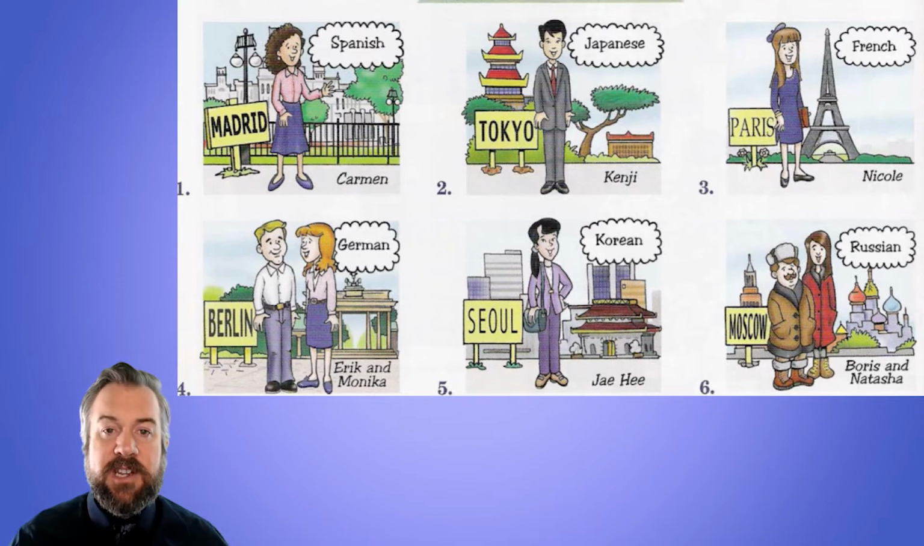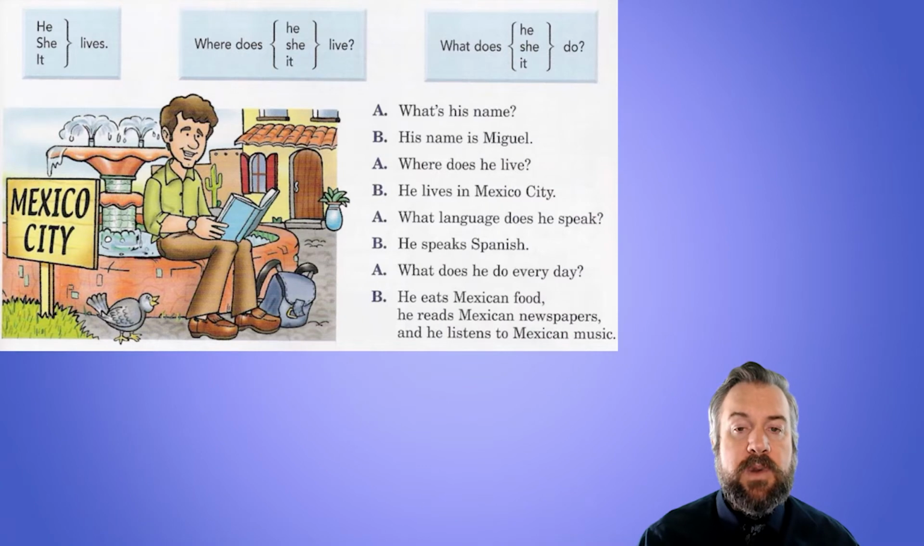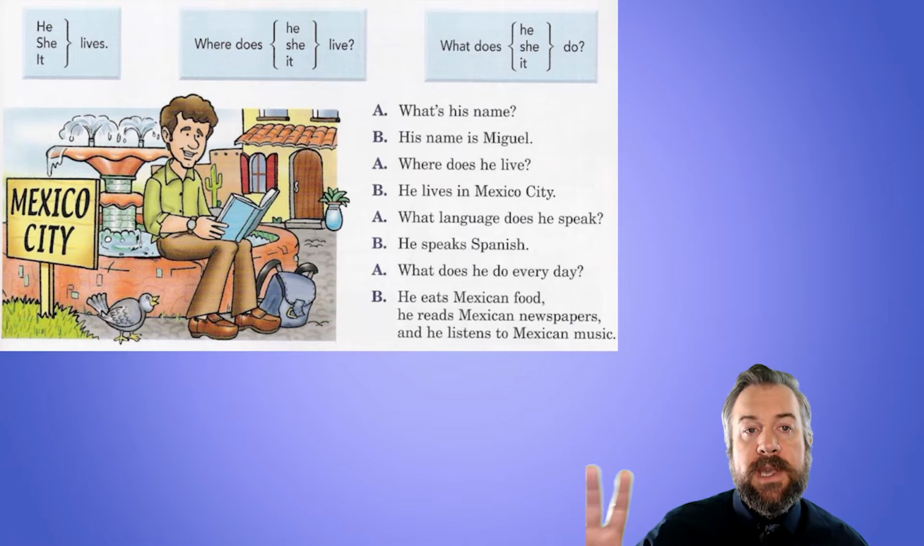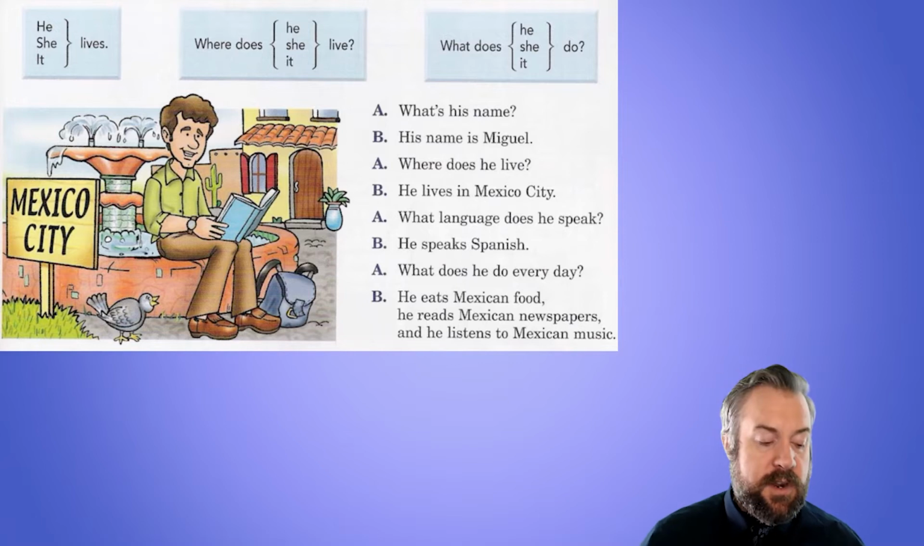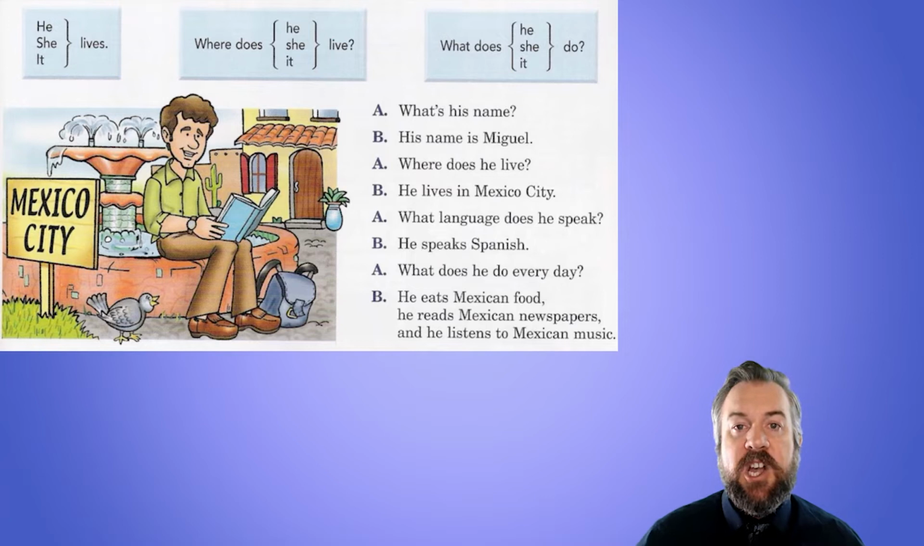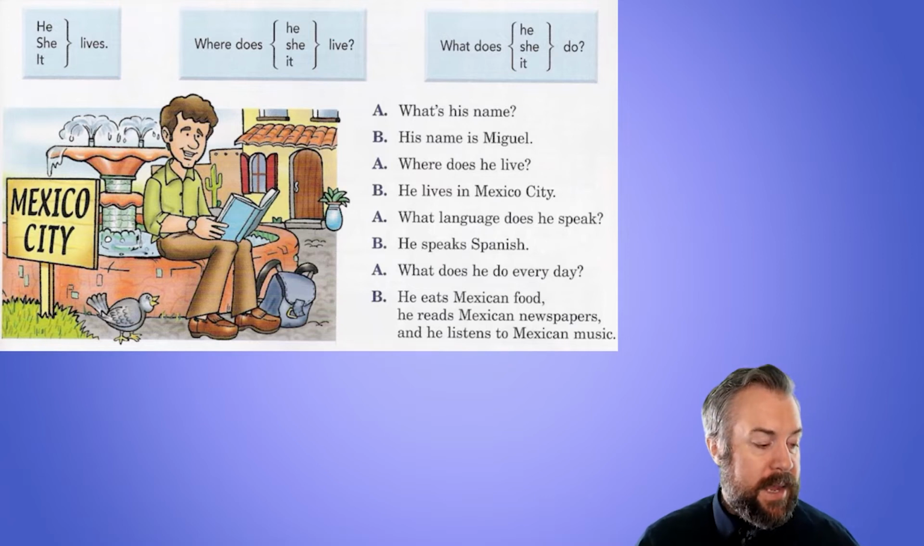Okay, that's the end of page 80. Page 81 follows a similar pattern, except this time we are talking about another person. We are using the third person, he, she, his, her, etc. At the top of the page, it gives you the structure.